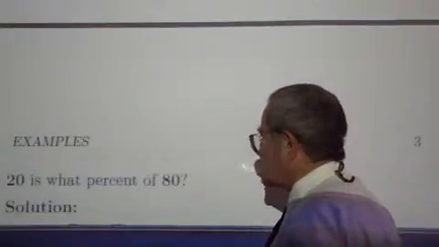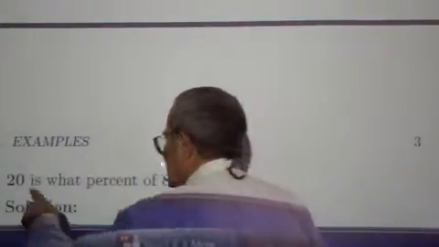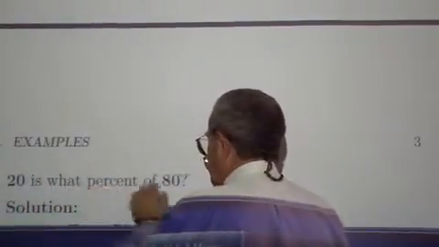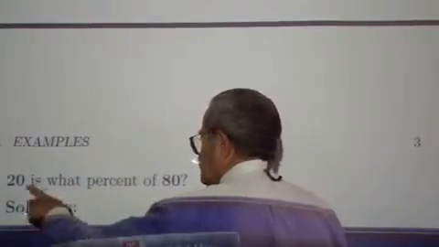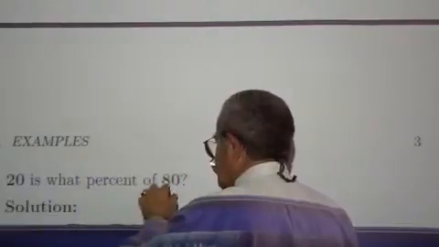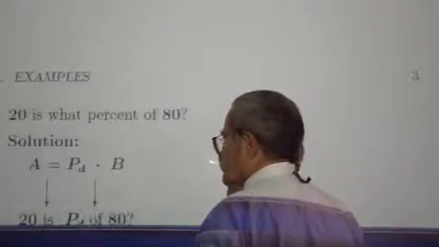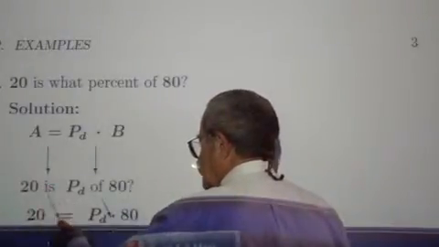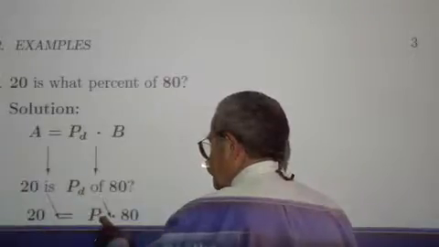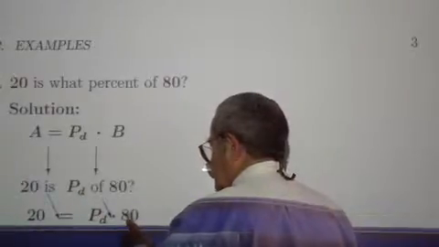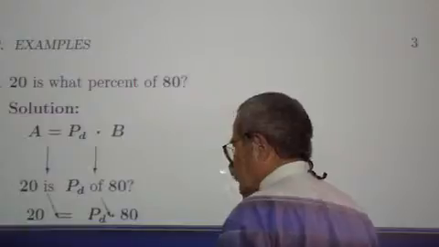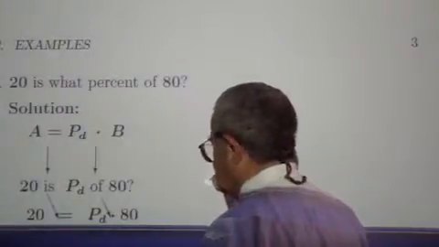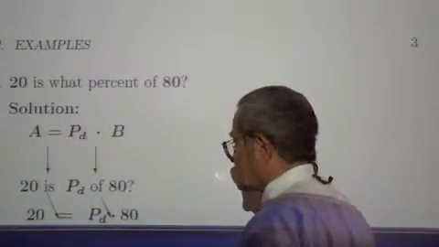$20 is what percent of 80? 20 is what percent, that's not given, times 80. So 20 equals P sub D times 80. 20 is unknown times 80. Divide both sides by 80, you get 2 over 8, 1 over 4, so 0.25 or 25%.